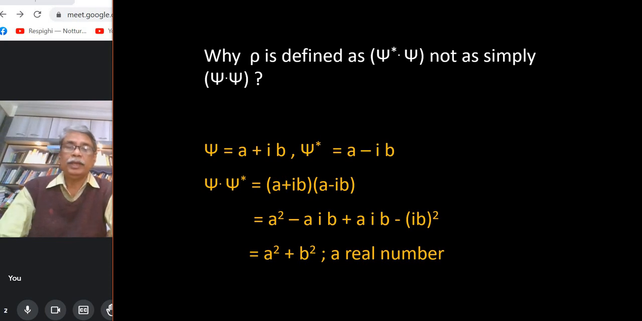So psi star psi is real. But if you simply take psi square, then there is no guarantee that the product is a real number. Of course, if it's a physically measurable quantity, you will demand that that quantity be mathematically a real number, not a complex one. So that is the reason. It is due to Max Born. We call it the Max Born interpretation of psi.